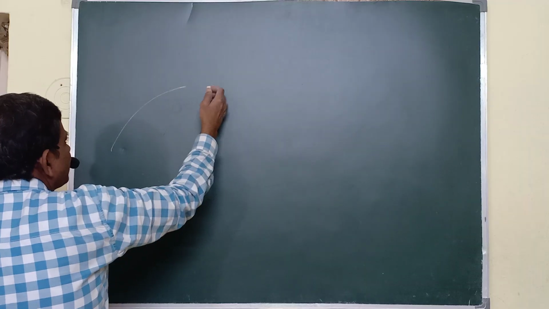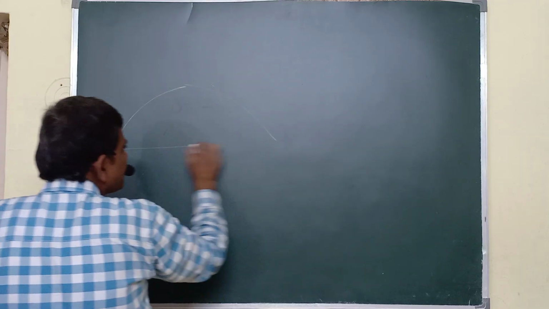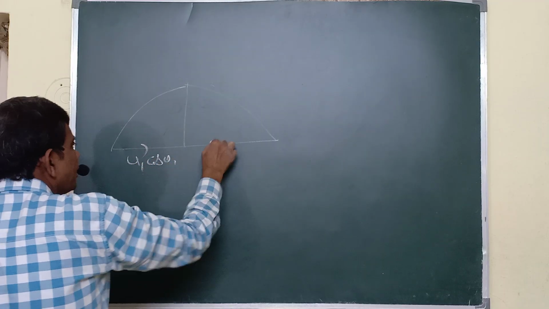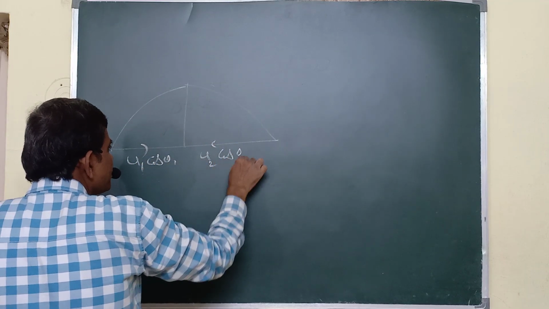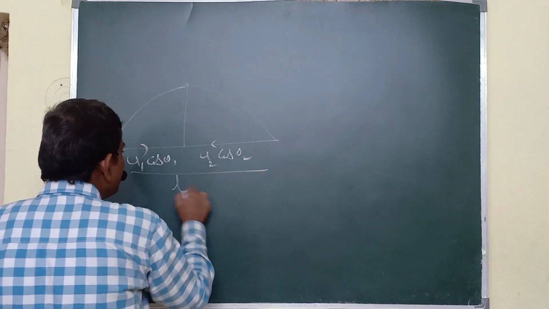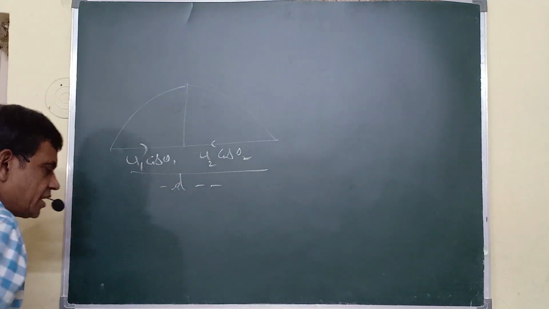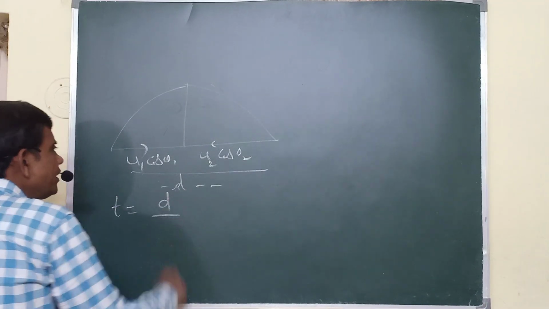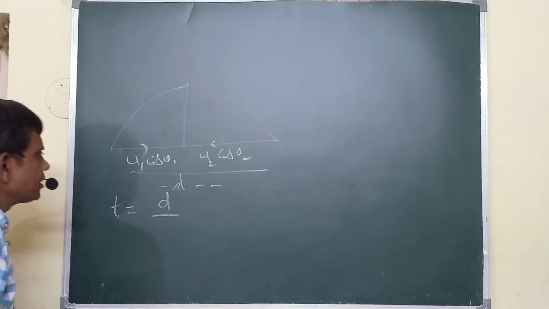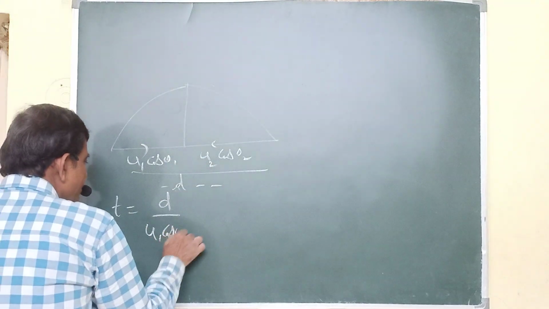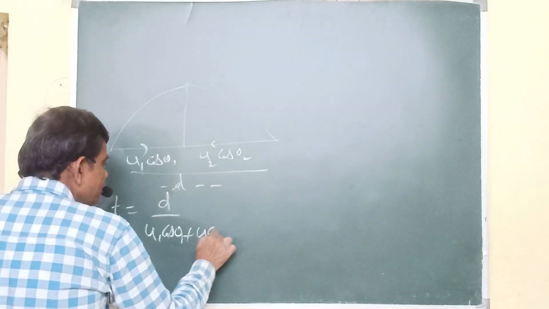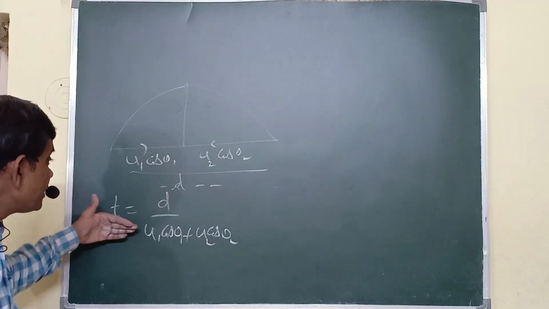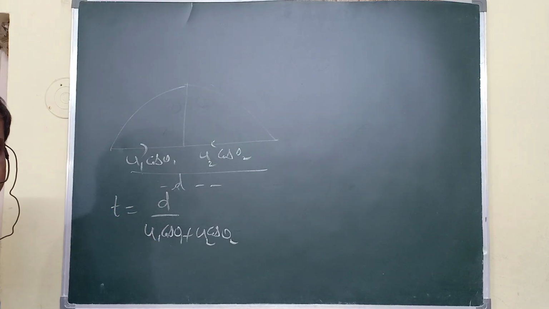For example, these two are meeting here. Meeting means what here? This velocity is u1 cos theta 1, and this one is u2 cos theta 2. This distance, for example, I am taking as d. What is the formula for time? Distance by relative velocity. For horizontal velocity we take u1 cos theta 1 plus u2 cos theta 2, because they are in opposite directions, so we add them for relative velocity. So this is the concept we use for meeting or colliding.